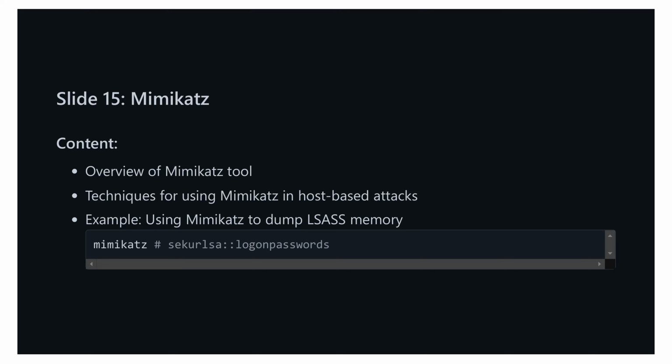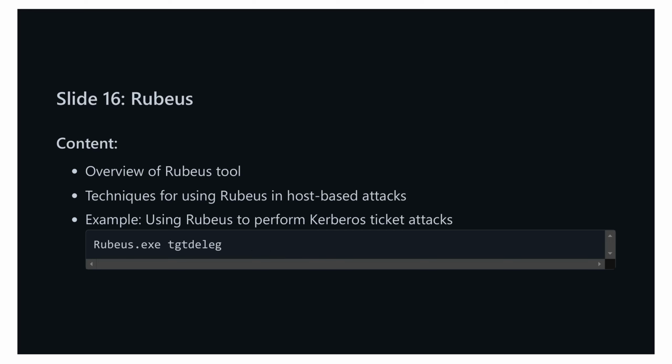In the next slide, we'll explore another potent tool, Rubeus. Continuing from our previous discussion on Mimikatz, let's now dive into another powerful tool, Rubeus. Rubeus is a C# tool for interaction with Kerberos that is often employed in post-exploitation scenarios. It simplifies the process of Kerberos ticket attacks by providing a range of functionalities that are relatively straightforward to use. When it comes to techniques for host-based attacks, Rubeus can be instrumental.